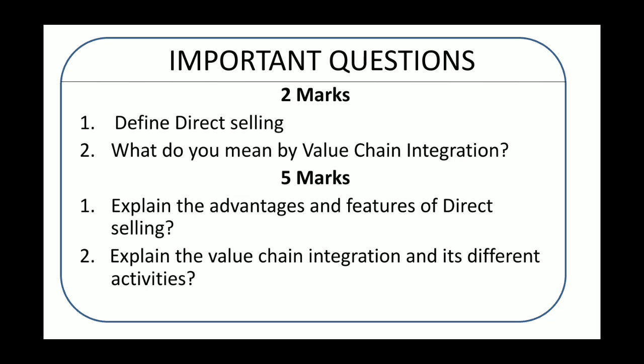Next, for 5 marks, explain the advantages and features of direct selling. A similar question you got for direct marketing also. Here direct selling is there, a little bit of difference is there. For 5 marks you can write features also, everything, advantages. What advantages the company will get, or what advantages the customer will get, that you can mention here. Features I have already given, those features you can write here for 5 marks.